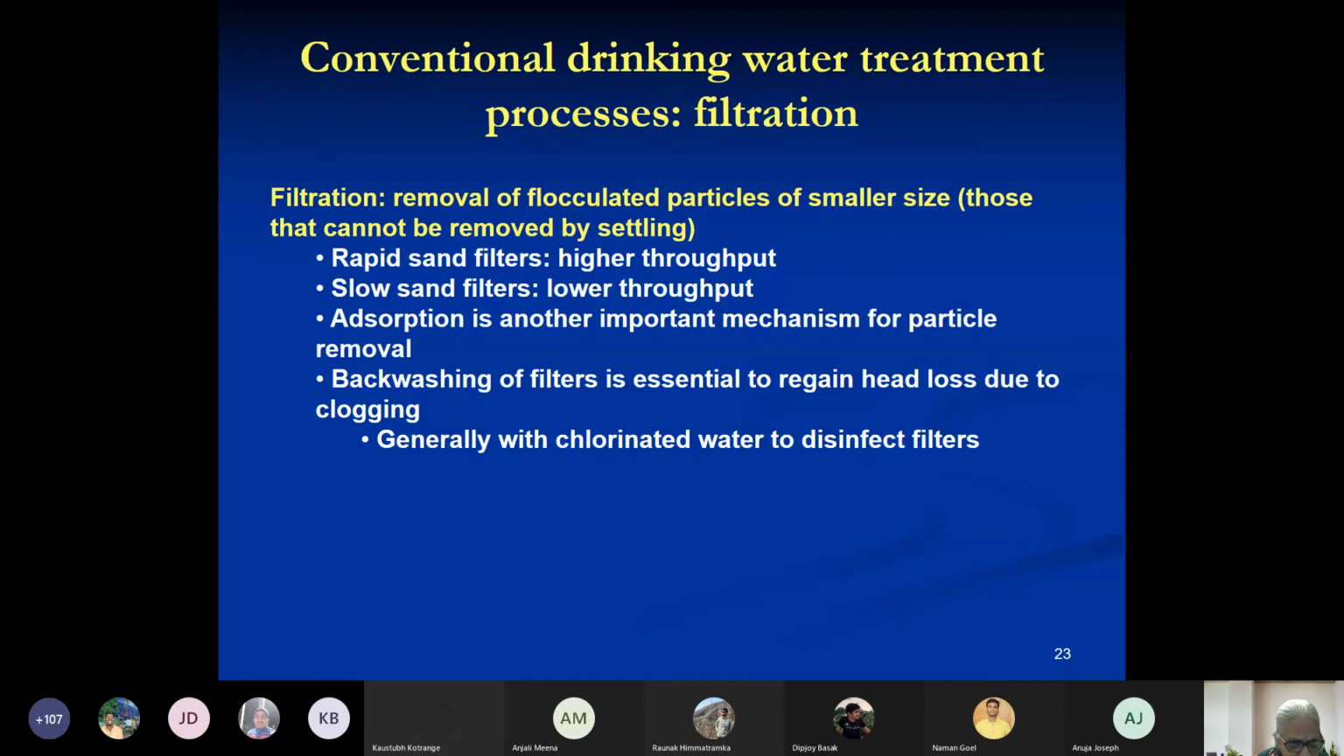If the water quality is good, backwashing frequency can be 24 hours. If the water quality is poor, then backwashing frequency has to be much higher. So like I said, it can be 2 hours, 6 hours, whatever is appropriate to get good quality water. So backwashing is essential for regaining head loss due to clogging. And generally, we use chlorinated water.